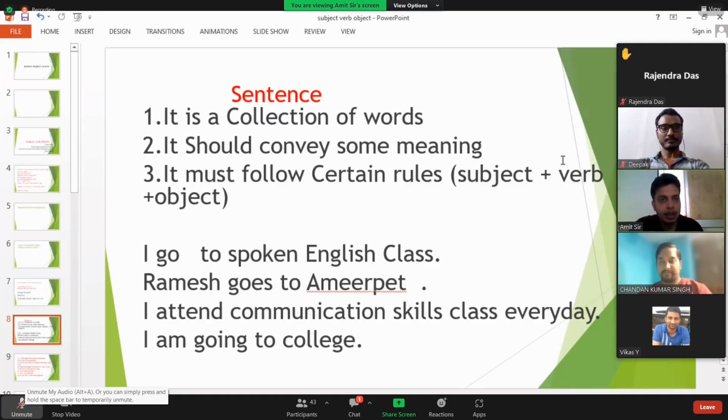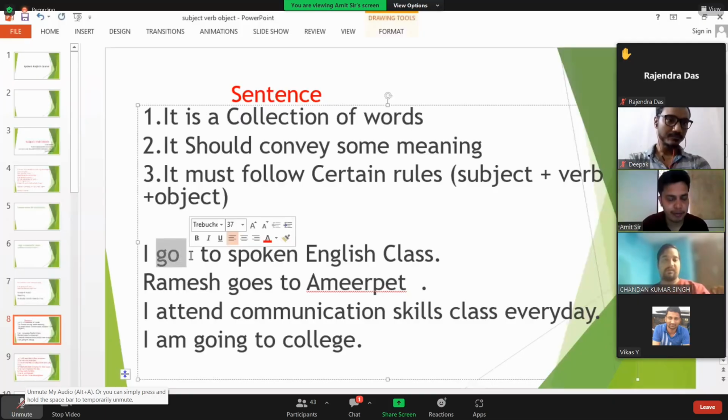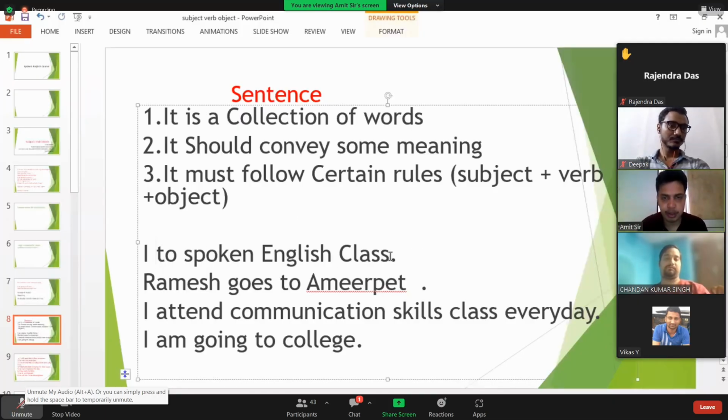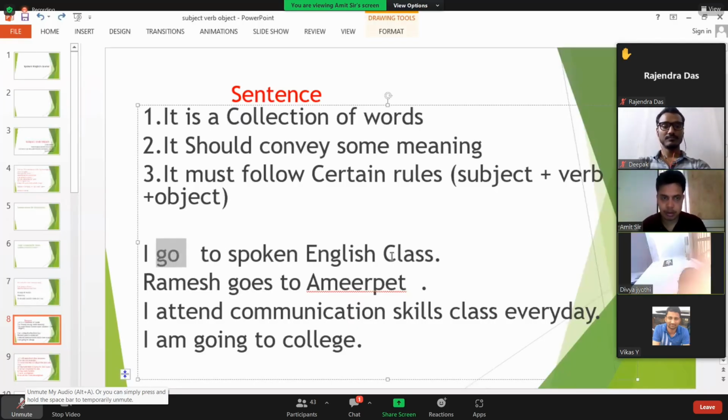For example, what do we have as the first sentence? I go to spoken English class. So instead of the verb here, if you keep the verb at the end, again the sentence will be wrong. I to spoken English class go. So always subject, verb, and object. And verb is nothing but action.